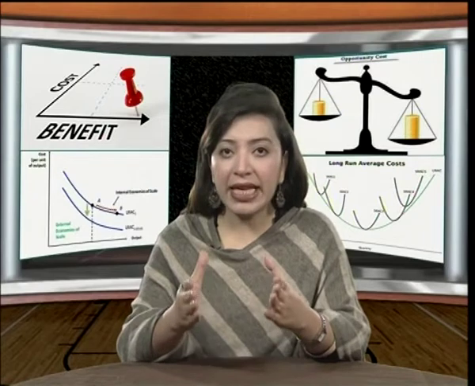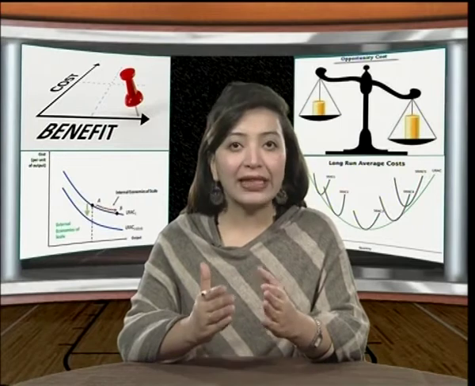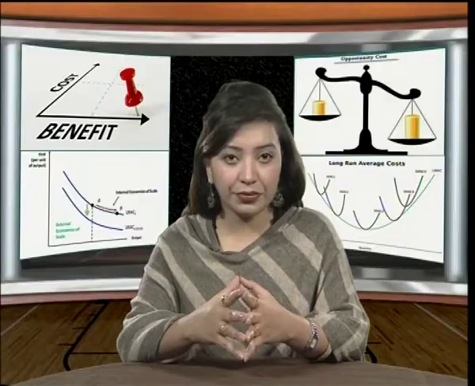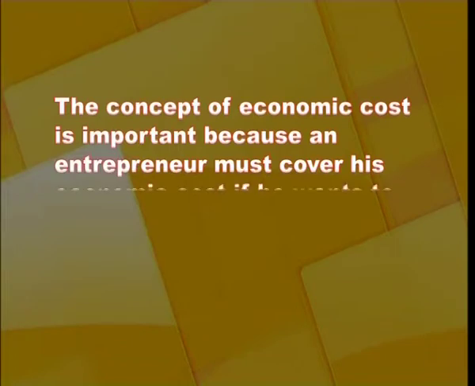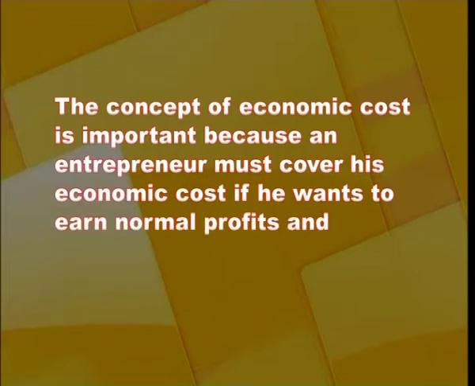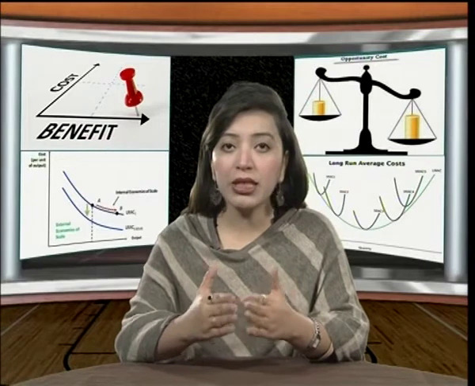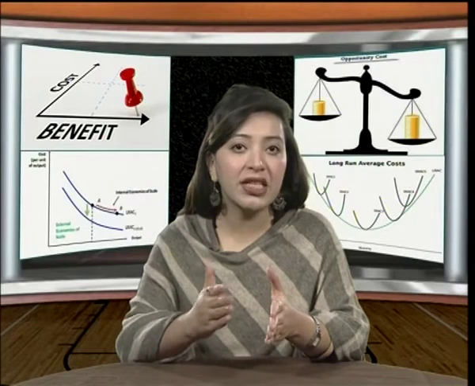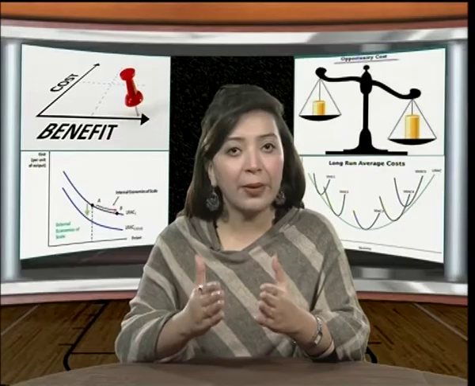The economists take into consideration both explicit and implicit costs. Therefore, the economic costs are equal to the sum of accounting cost and implicit cost. The concept of economic cost is important because an entrepreneur must cover his economic cost if he wants to earn normal profits, and abnormal profits are over and above these normal profits. In other words, an entrepreneur is said to be earning abnormal profits only when his revenues are able to cover not only his explicit cost but also implicit cost.